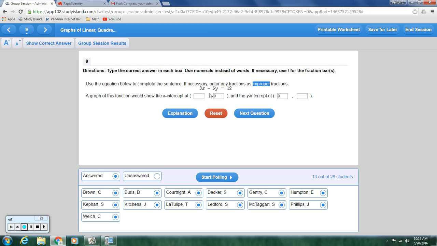Alright, so using the method I talked about, if I cover up the x, meaning I put a 0 in for x, what's y? 12 over negative 5. If I cover up x, it's gone. I'm left with negative 5y equals 12. So that's 12 over negative 5, or negative 12 divided by 5.